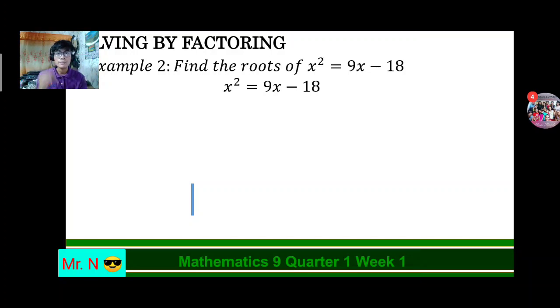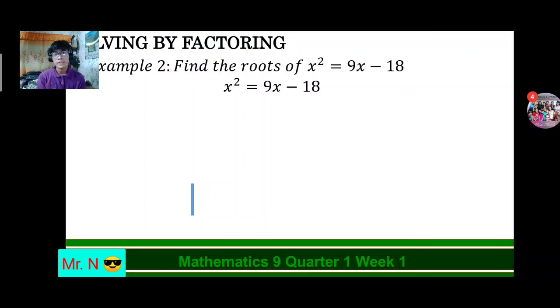So, step number 1, we write to standard form. As you can see, the given equation is not yet written in standard form. So, kailangan malipat yung term sa right side doon sa left side. To do that, we're going to remove the 9x and negative 18 on the right. By addition property of equality, mag-add na tayo ng mga opposite nila.